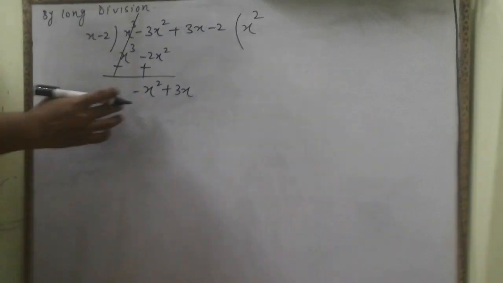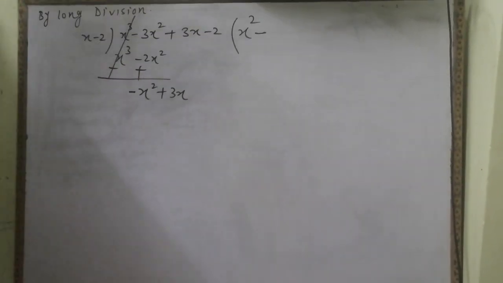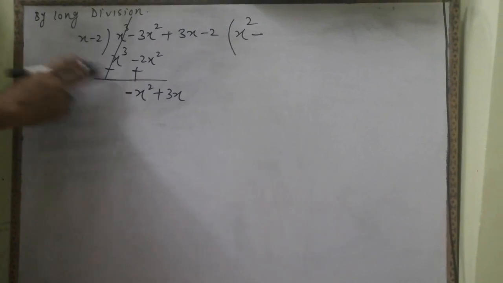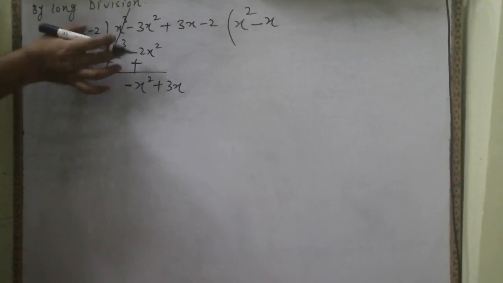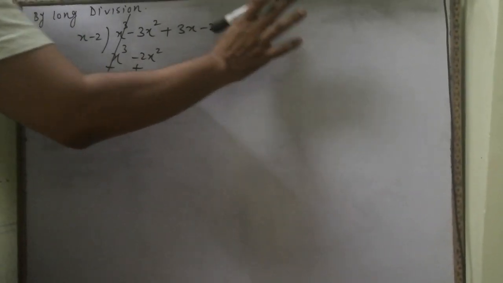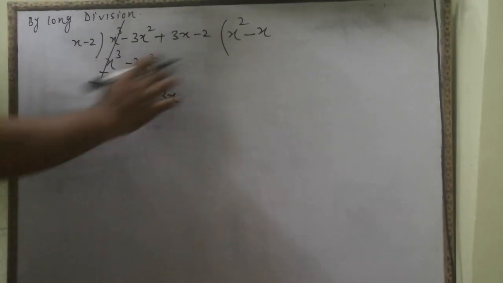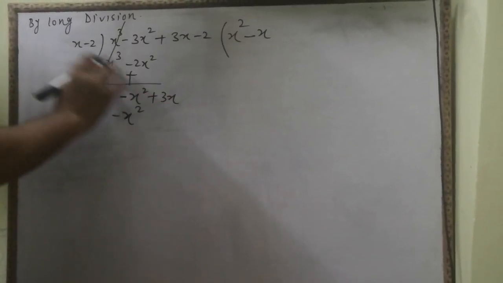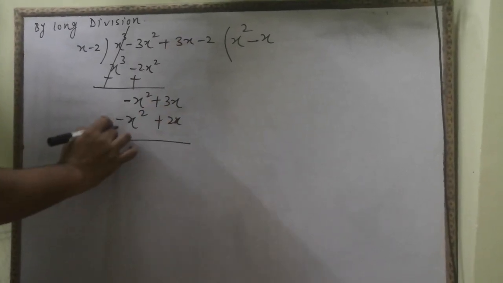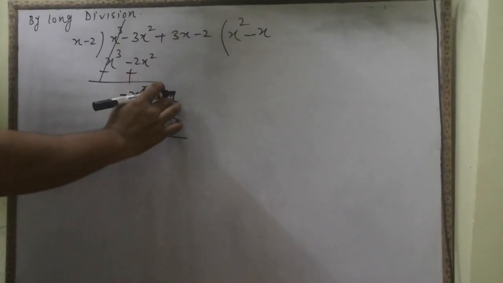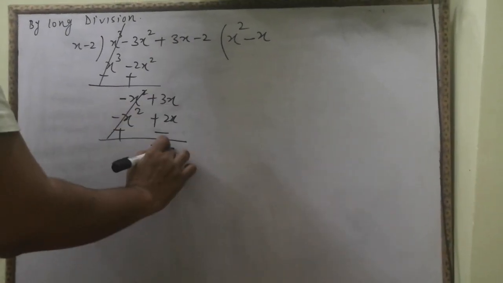Okay, now here minus has come, so put minus first, then find the x term. First write x, then write the power. Here 2, here 1, 2 minus 1 is 1, so we will not write 1, just x. Now multiply x square, x into x minus x square, minus minus plus 2x. Then plus minus cancel out, 3x minus 2x will be x, and then minus 2.